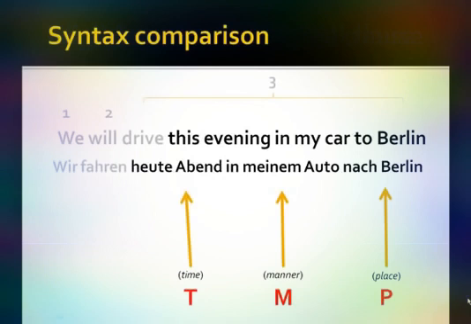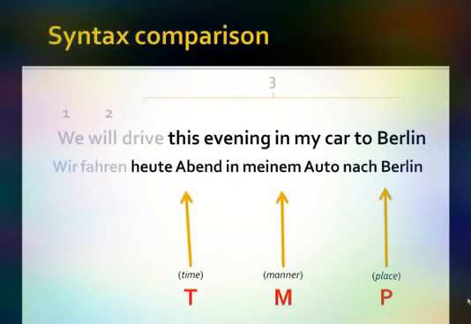Again, time, manner, place. So this is a very important thing to note right now. When we are making sentences in German, generally the standard default is time, manner, place. Wir fahren, all right? What time are we driving? How are we getting there? Where are we going? Time, manner, place.